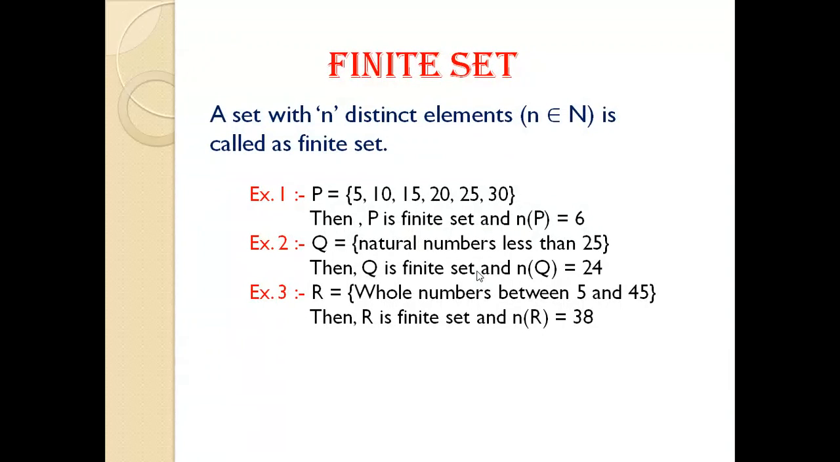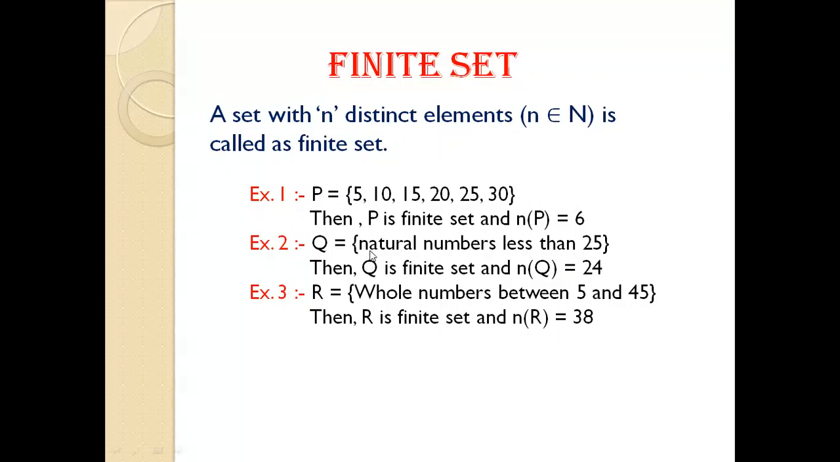Now we see finite set. A set with n distinct elements, n belongs to N, is called a finite set. Meaning exactly, we can say that the number of elements a finite set has is as many as we can count. Like we see an example. So it is finite because we count them, and there are six elements in the set P. That's why it is an example of finite set.